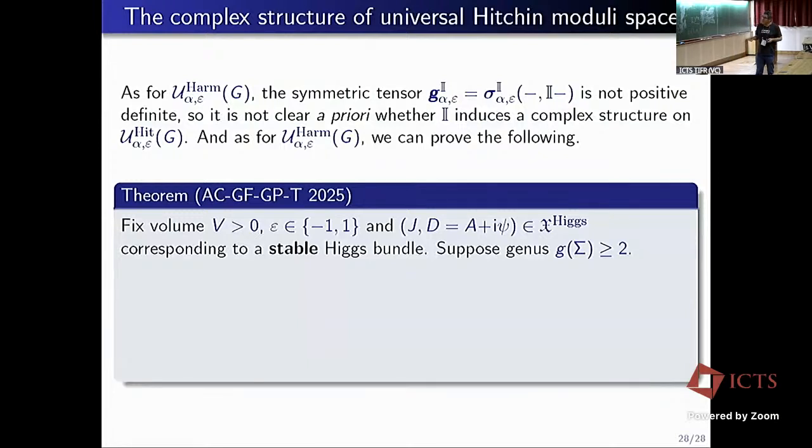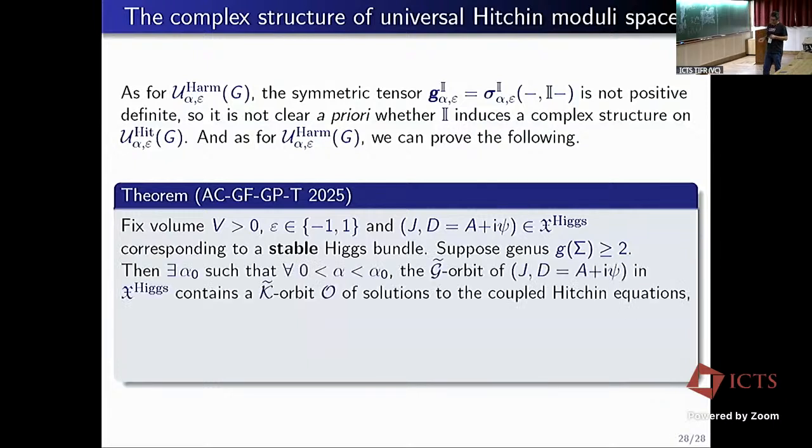And so still we can follow the same techniques. In that case, we can prove a similar result. If we fix a volume, an epsilon, one of the two possibles, and a stable Higgs bundle, which means a solution to Hitchin's equations, but it has to be stable, not polystable, and suppose the genus is greater than or equal to 2, then for very small alpha, the orbit under the big group contains an orbit of solutions for this other one.